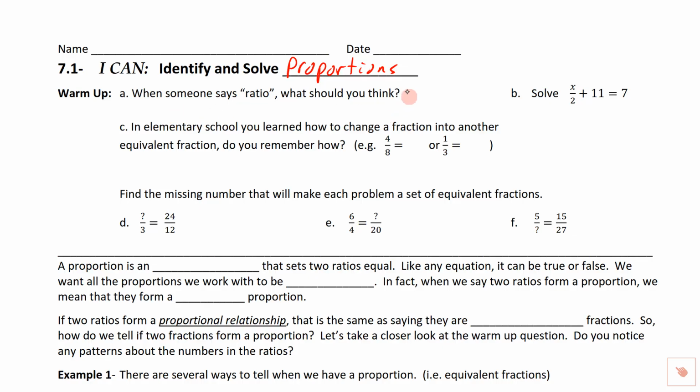And of course we should think a fraction. A ratio is a comparison between two numbers. We put one on the top and one on the bottom. So normally we're going to think of that as a fraction.